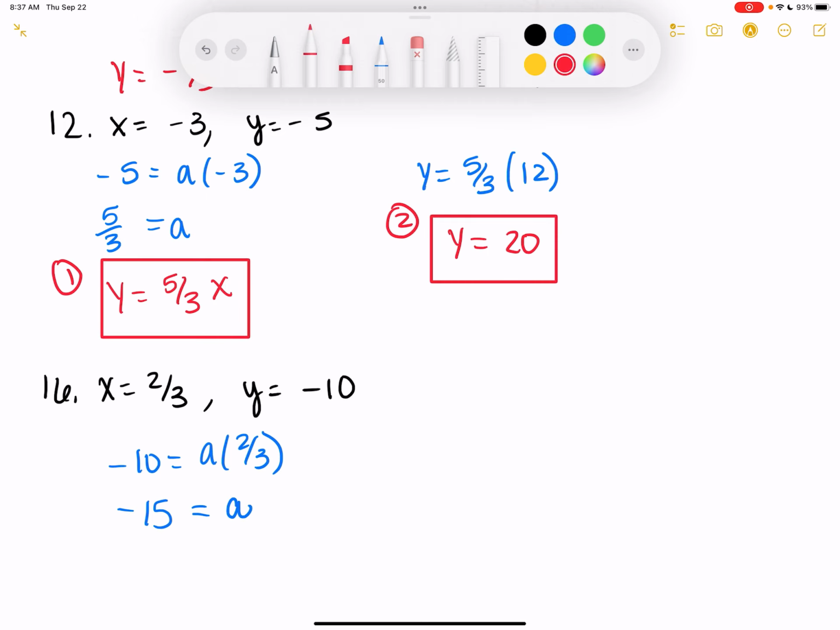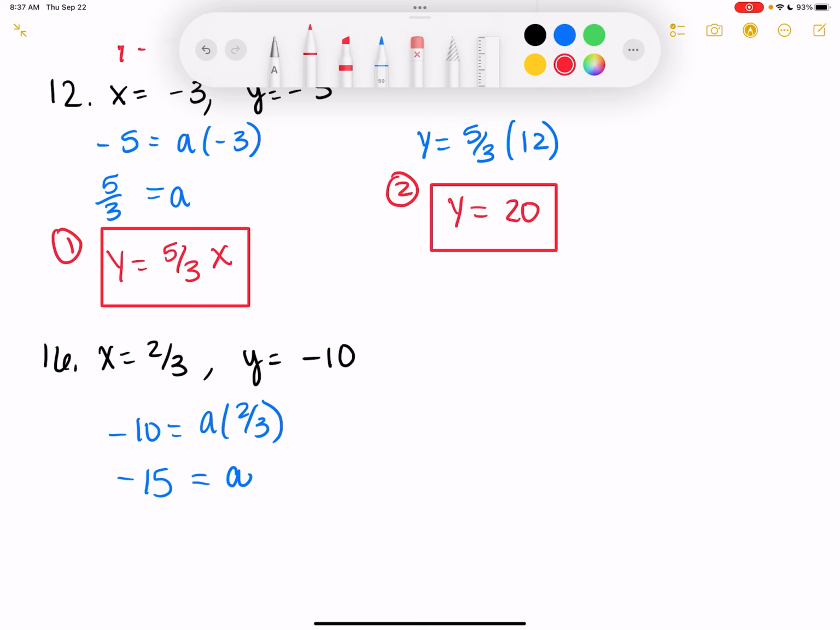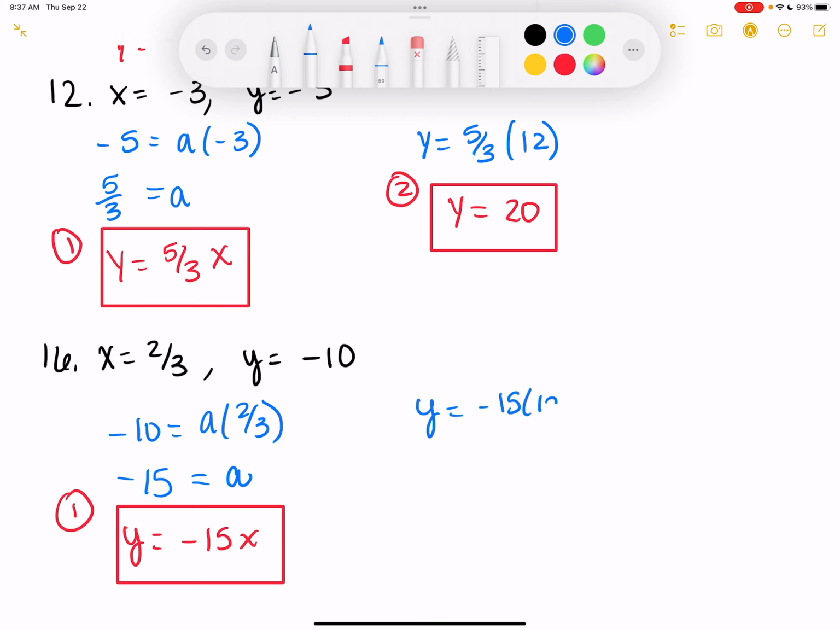So my direct variation equation is what? Y equals negative 15x. And then I need to solve it for x equal to 12. So y equals negative 15 times 12. What is that? Negative 180.